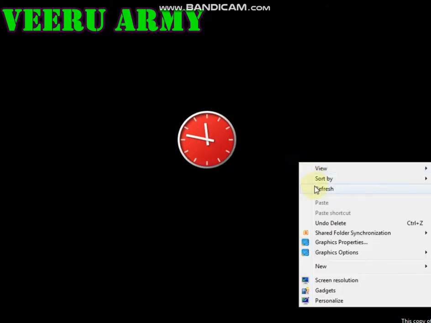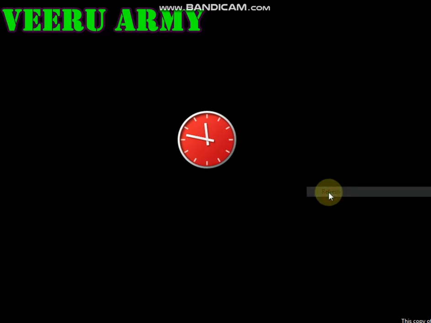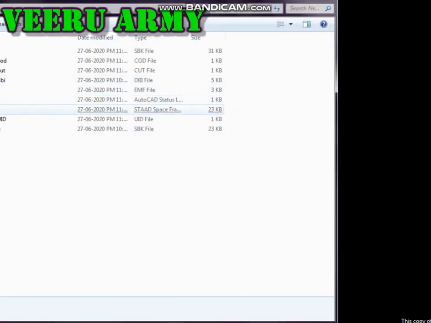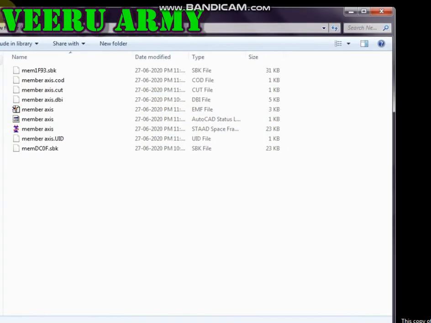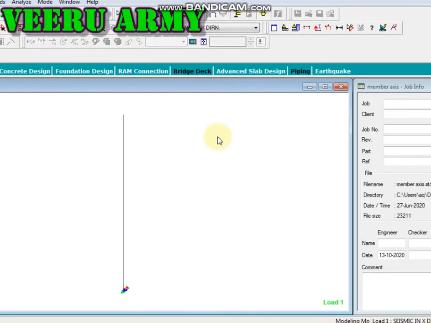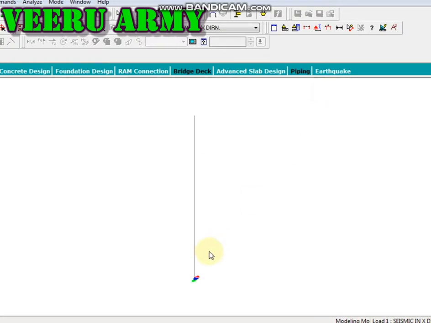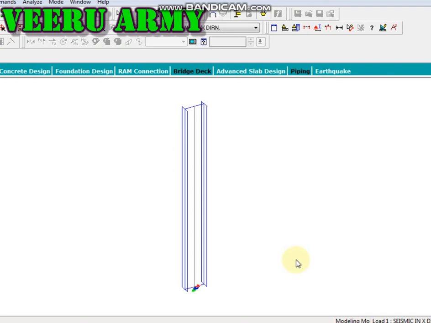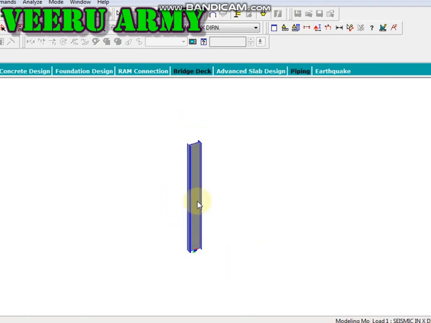Today I will discuss the member axes in our PEB structures. Okay, in our PEB structure, I can take one example for member axes. So this is our column, and this is our global axes chart.